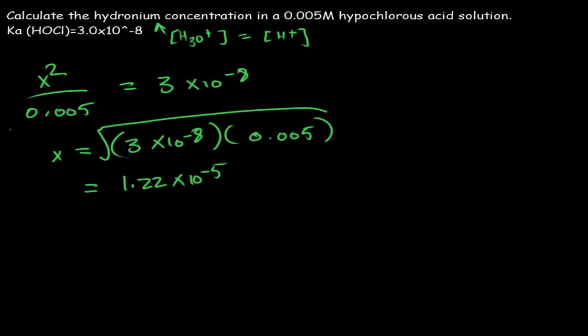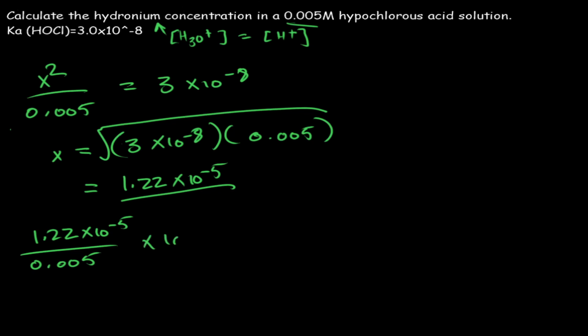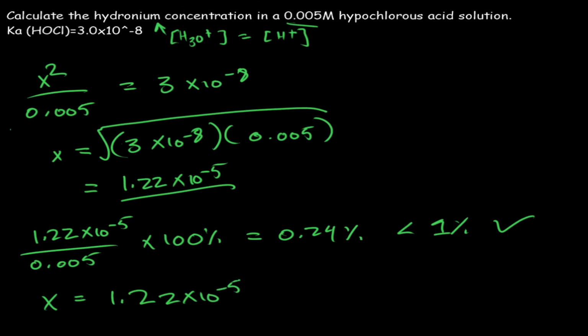Again, to check if our approximation works, we have to divide this x value we got by our initial concentration and multiply by 100%. So 1.22 times 10 to the negative 5 divided by 0.005 multiplied by 100%, we get a value of 0.24%. And since this is less than a value of 1%, we can use the approximation method and assume that x is such a small value in the denominator that we can ignore it. And that means the x value we solve for is 1.22 times 10 to the negative 5 molar. That's going to be equal to our H plus concentration, which is the same thing as our H3O plus concentration.